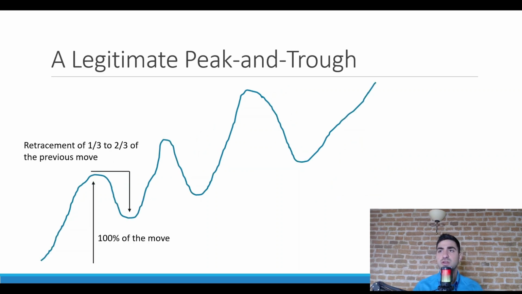Okay, so how do we say that a peak and trough is legitimate? Well, let's say that we have an initial move to establish a new higher high, and let's say that this is 100% of the move. We are looking for a retracement from 1/3 up to 2/3 of the previous move. So let's say we create a new higher high. We want the retracement to be, let's say, half of the move before going and doing another higher high. That way we can say that, okay, this is a legitimate peak and a legitimate trough. Otherwise, it can be just a different type of move.